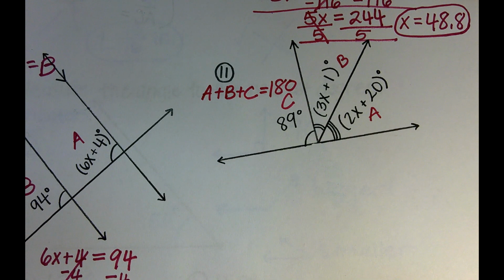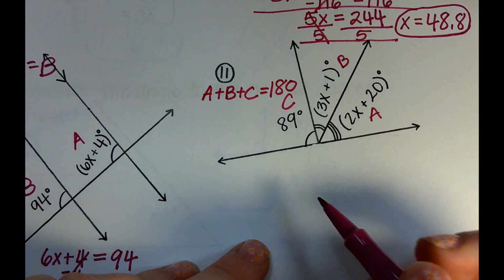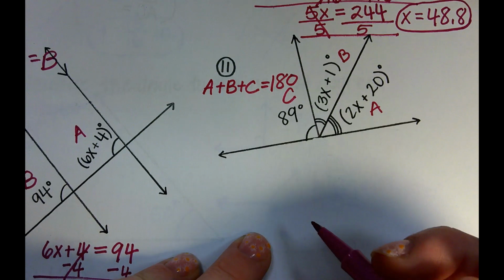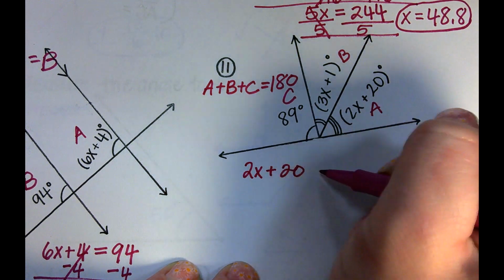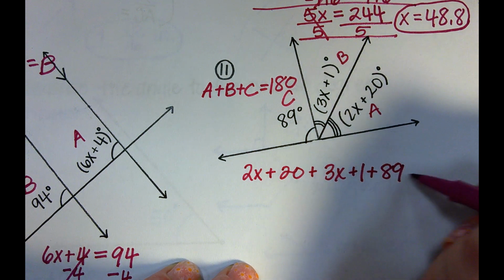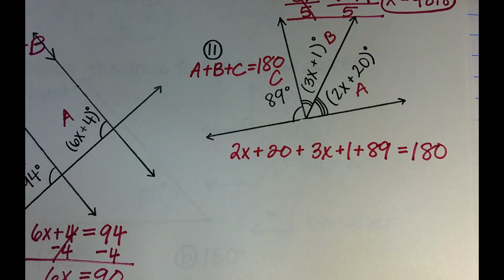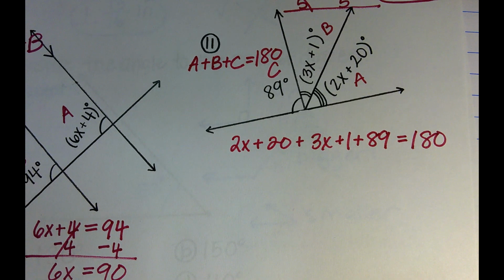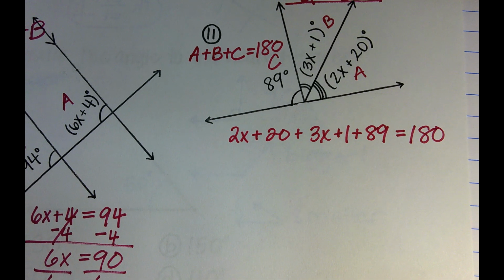Okay, so let's plug our values in. What's our equation going to look like now? 2x plus 20 plus 3x plus 1 plus 89 equals 180. Yes. Another big one. It's a big one, but you guys can do it. So we've got our big old equation written out. What should we do next?